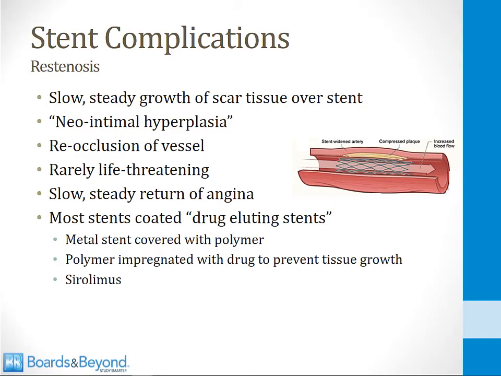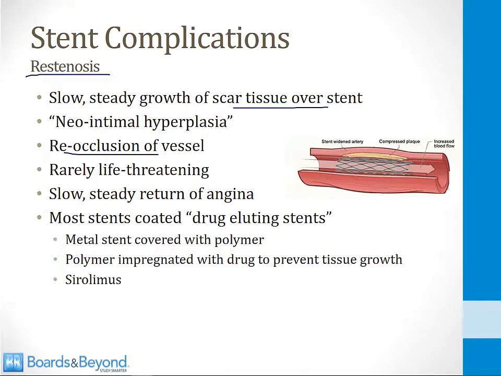I'll finish this video by talking about two complications of stents that you should be familiar with. The first one is called restenosis. This is the slow, steady growth of scar tissue over a stent. So when you implant a metal stent into the wall of a coronary artery, you cause inflammation, and sometimes that inflammation leads to so much scar tissue formation that it reoccludes the blood vessel.